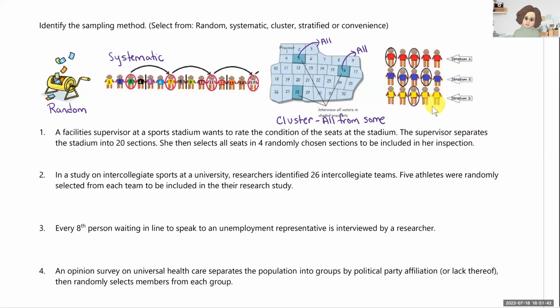And then finally here we have groupings. These are called strata. And in this case, we're going to randomly pick some subjects from each of those strata or some from each group. So stratified sampling, my shorthand way of saying it is we'll take some subjects from each of our groups.